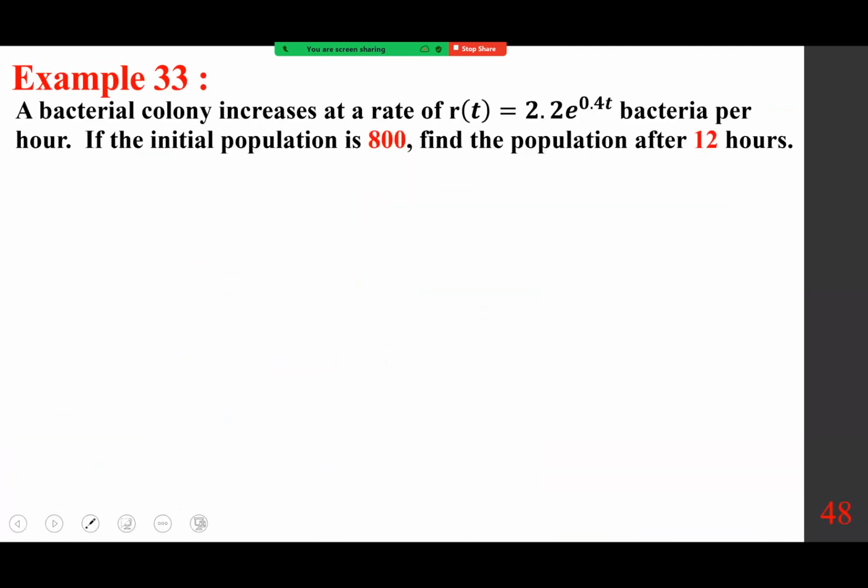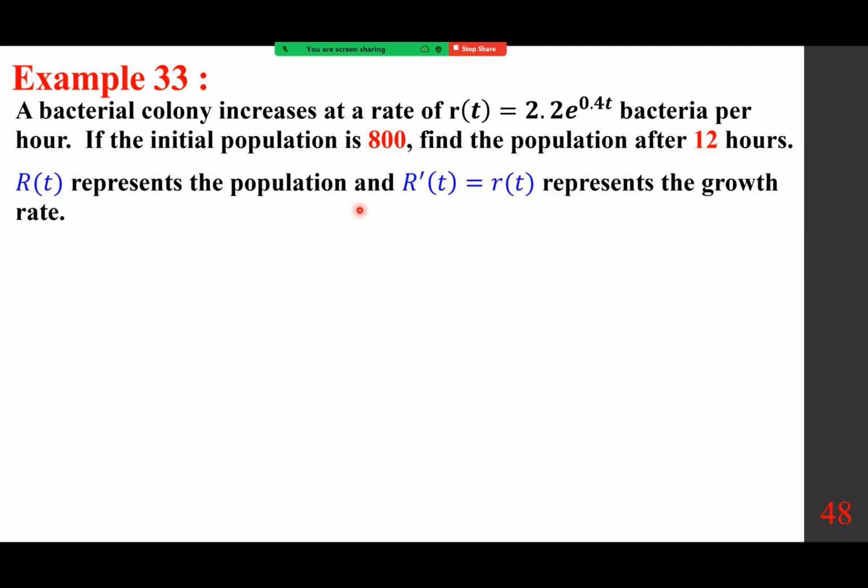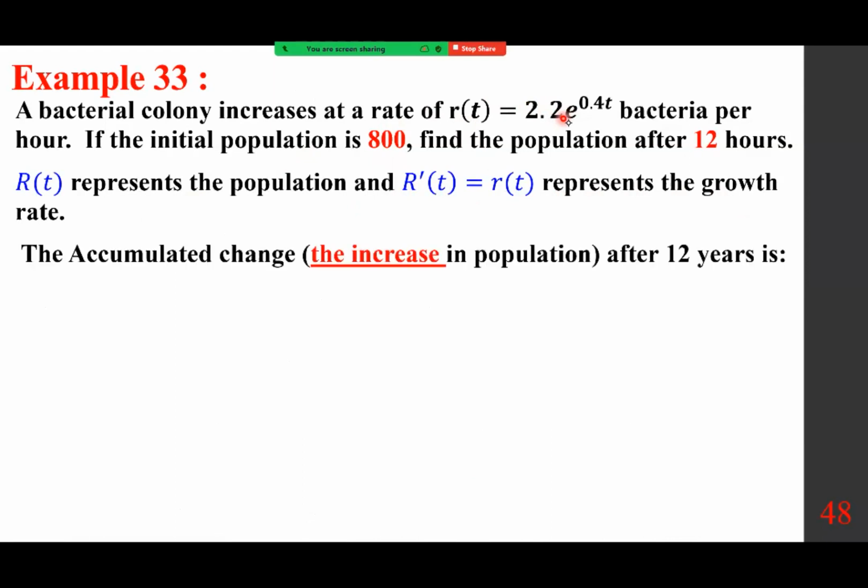A bacterial colony increases at the rate of R of t, and pay attention, this is R of t, 2.2 e to the power 0.4 t bacteria per hour. If the initial population is 800, find the population after 12 hours. Again, this is using the accumulated change theorem. This is the derivative. So if capital R of t represents the population, and lowercase r of t represents the growth rate, the accumulated change, the increase in population over the course of 12 hours, is the integral of that from 0 to 12.